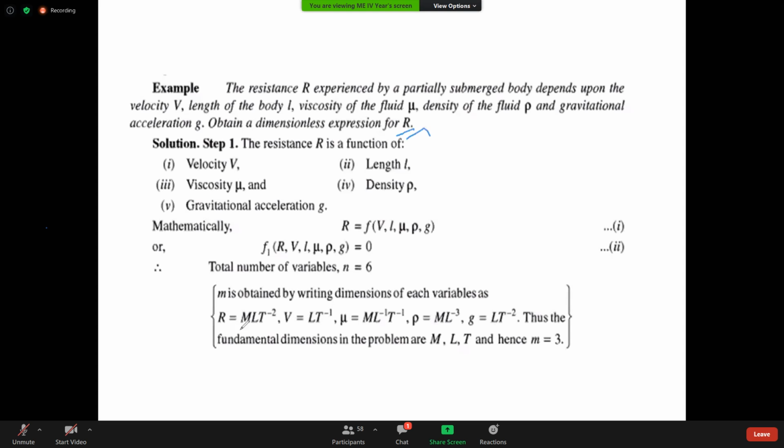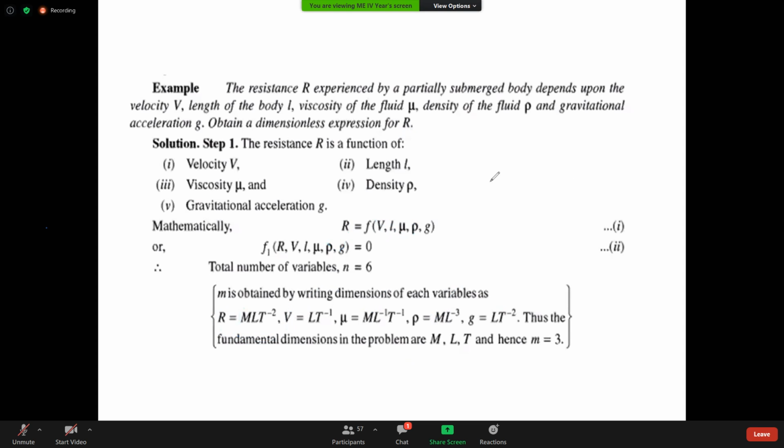Okay, so R is nothing but resistance. As I said, from the units you have to derive the fundamental units for each and every variable. So we can write for velocity, for viscosity, for rho, for G, and for length also we can write. Right? So he has given MLT here. In this problem, m is equal to 3. Total variables 6 minus 3, we get 3 phi theorems here.